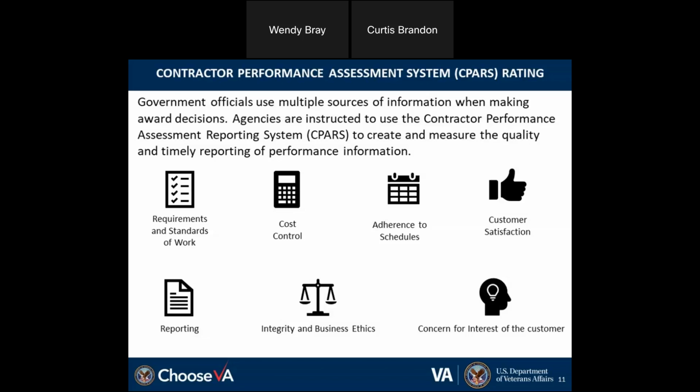Adherence to schedules, including the administrative aspects of the performance. Reasonable and cooperative behavior and commitment to customer satisfaction. Reporting into databases. Integrity and business ethics. And also business-like concern for the interest of the customer. Now, only contractors or primes are entered into this database with CPARS.